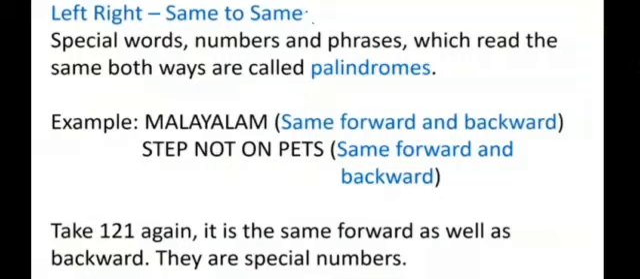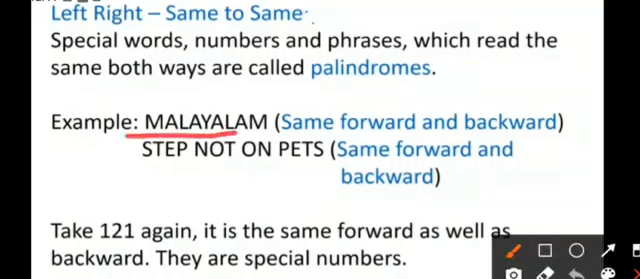Special words, numbers and phrases which read the same both ways are called palindromes. For example, this word Malayalam: if we read from left to right, it is Malayalam, and if we read it from right to left, it will again be Malayalam, means same forward and backward. Second example, step not on pegs. Here also same forward and backward.